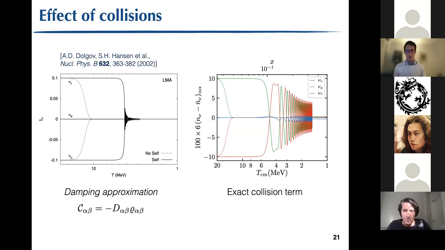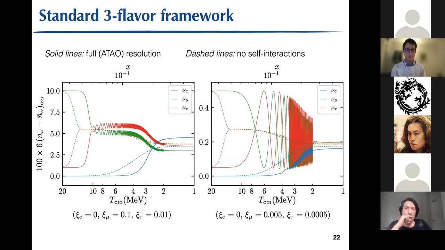And just to show that it's really important to put the real collision term, I compare here a work that was done in 2002 with a damping approximation. It's a three-flavor case, but basically you can see that as a nu mu nu tau two-flavor system. And on the right, we use the same parameters. And you can see that, as I said, the collision term allows for those synchronous oscillations in the nu mu nu tau subspace, while this damping approximation, we expect that it was overkilling the oscillations. So there is a difference of behavior that needs to be taken into account if you want to be really precise. And I will end on this with the three-flavor framework.